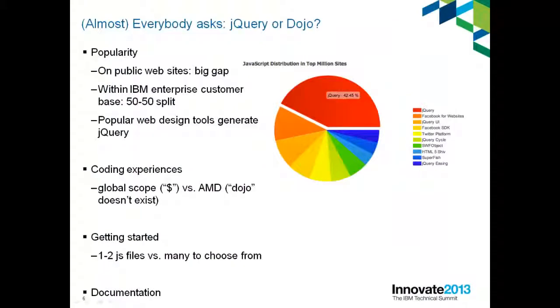Number one, why is this question out there in the first place? jQuery is very popular. As you can see from the pie chart, the biggest piece of the pie is jQuery. This represents the usage of the top 10 million public websites in the whole world. Somebody actually did the analytics and found that 42% of these apps use jQuery. So it's obviously very popular.